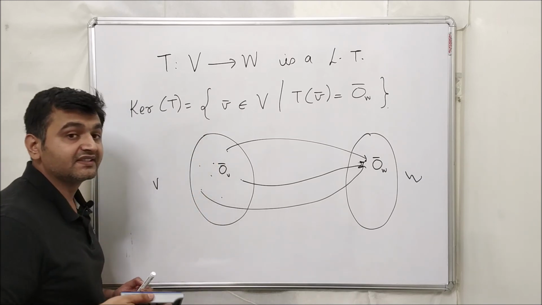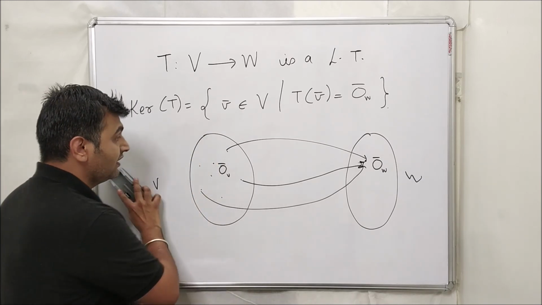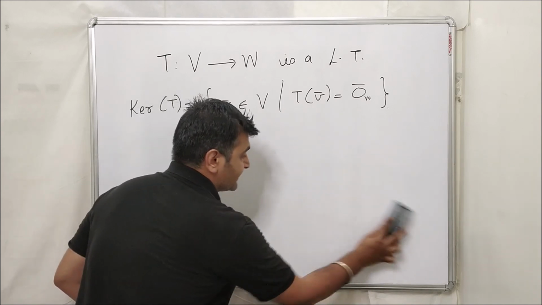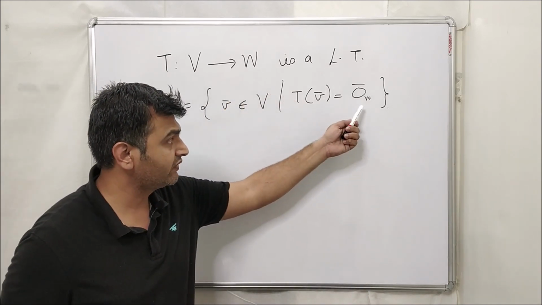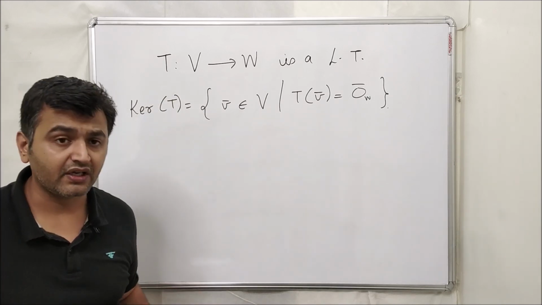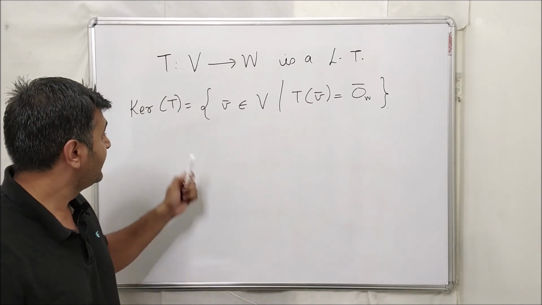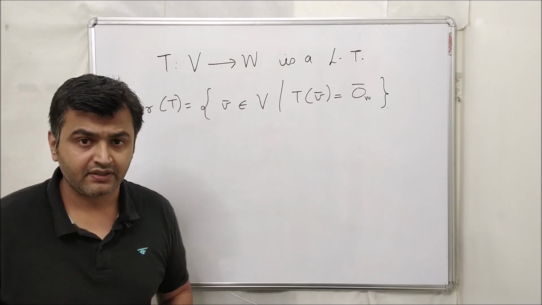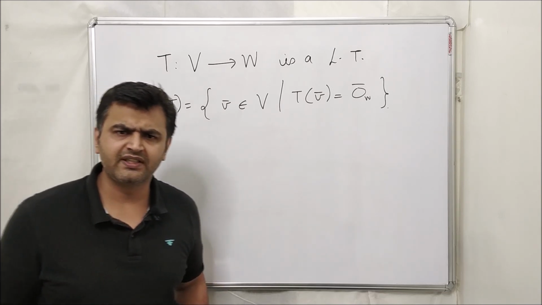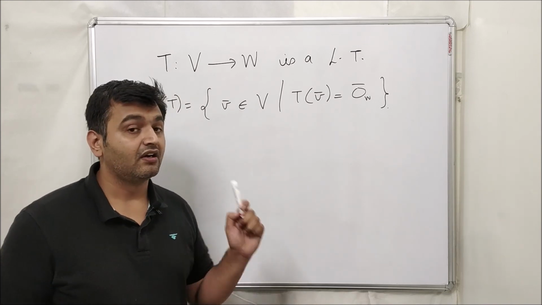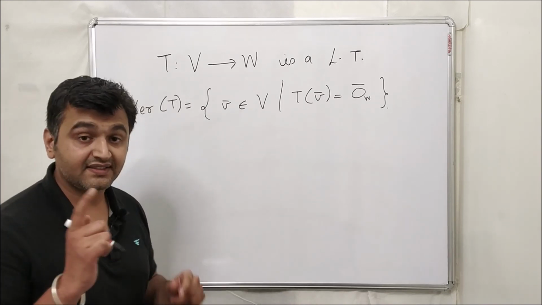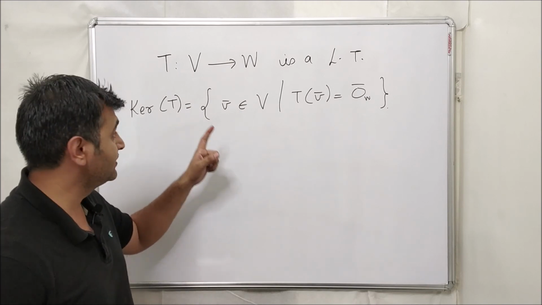Second point: is this set a non-empty set? As I told you, the kernel you can define, not a problem. Once the 0 vector exists over here, you can define the notion of kernel. But the thing is, is this set non-empty? If the set is empty, why do we study empty sets? We never study empty sets. The question is, is this set a non-empty set? The answer is yes, when it's a linear transformation.